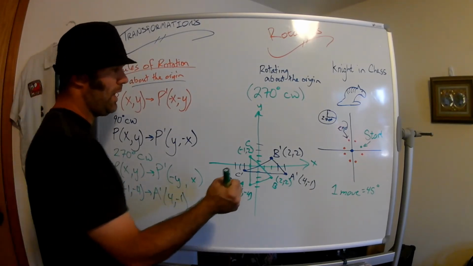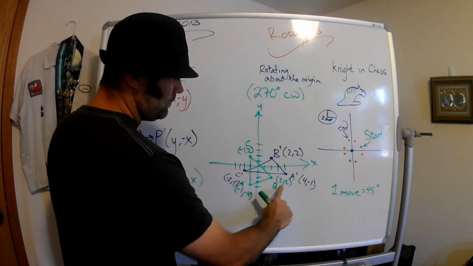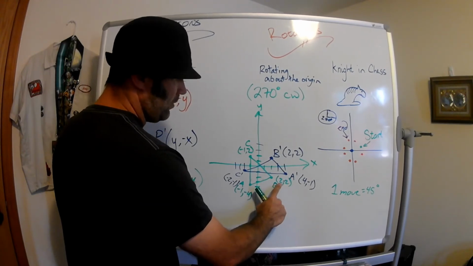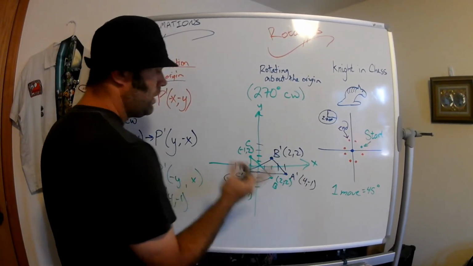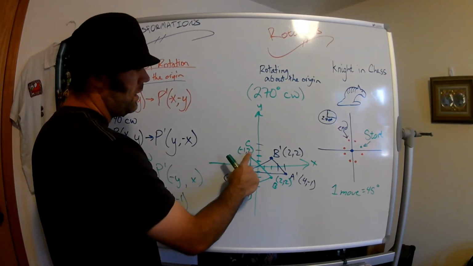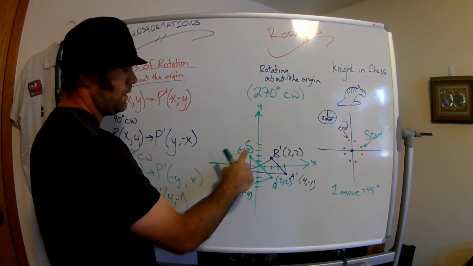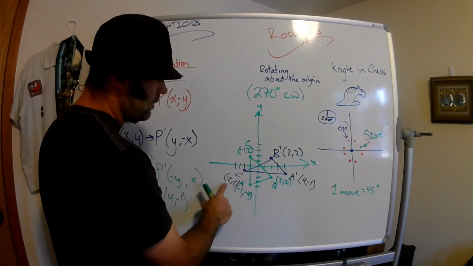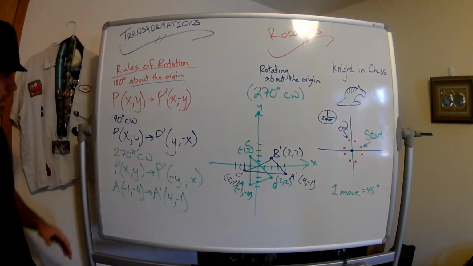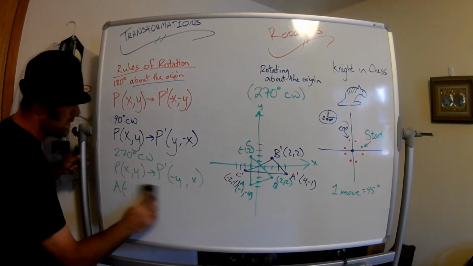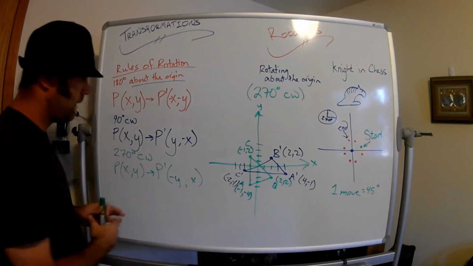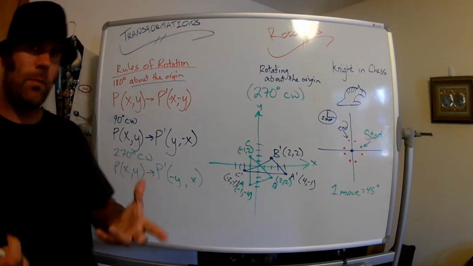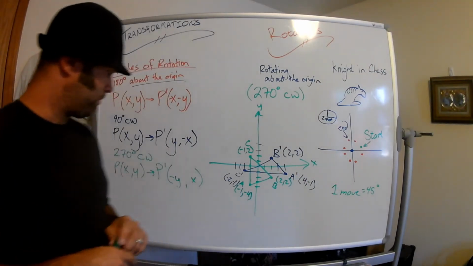So let's see if that's true. Let's do negative y, x for B. So negative y would be a negative negative 2, which would be 2. X is 2, so 2, 2. Yep, 2, 2. And then C would be negative 2, negative 1. Negative y, x, negative 2, negative 1. Negative 2, negative 1. Yes, it is. So this is correct. So this is our rule, and this rule could be memorized. All 3 of these rules could be memorized, and if you memorize them, that could help you out.